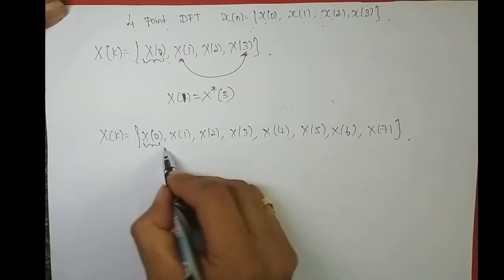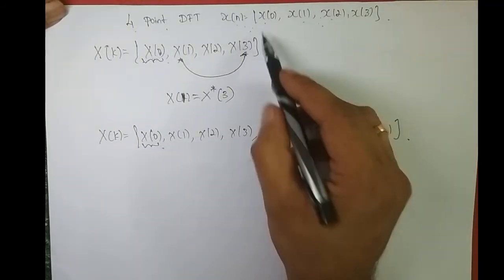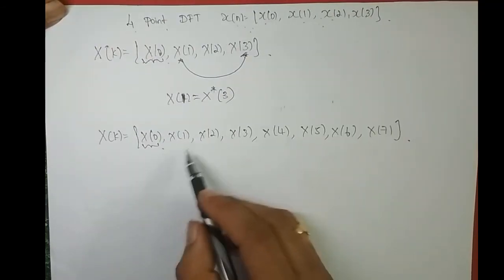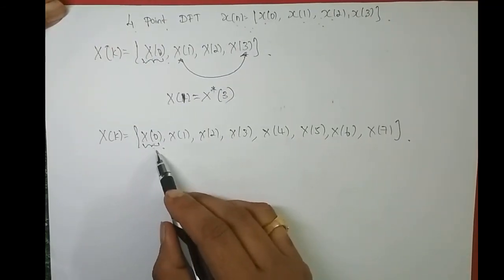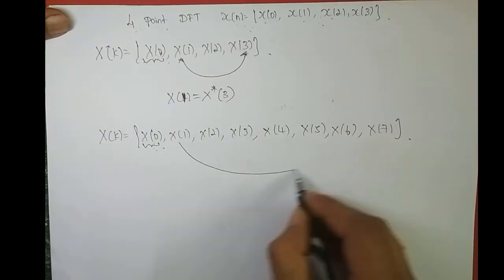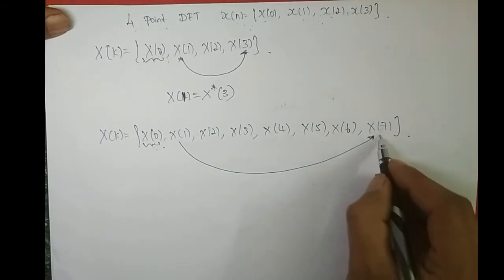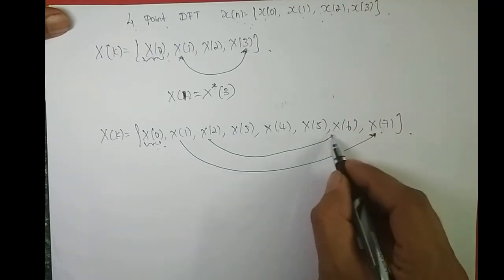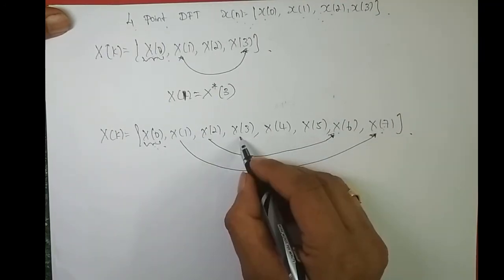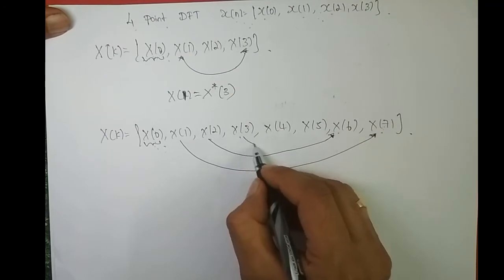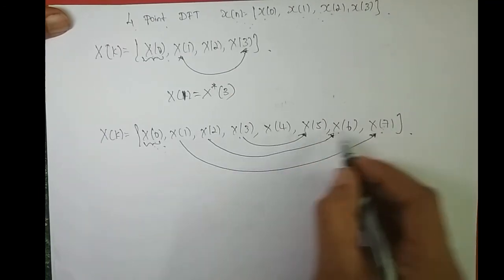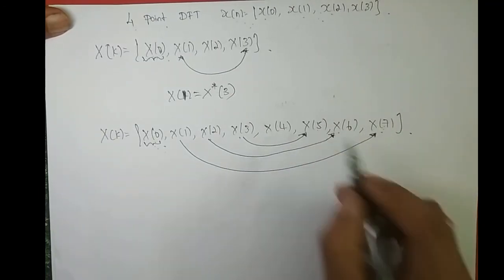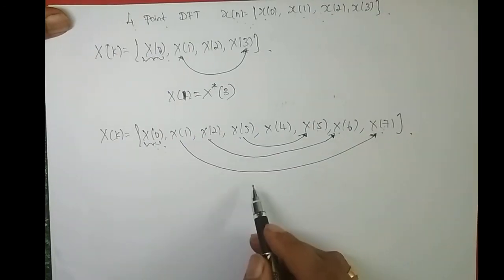What is the first sample? The first sample is always the sum of the 8 time domain samples, right? This is the first point. What is the second point? The second sample is always equal to the complex conjugate of the last sample. The third sample is always equal to the complex conjugate of the last but one sample. The fourth sample is always equal to the complex conjugate of the last but third sample. And this goes on if it is a 16-point DFT.